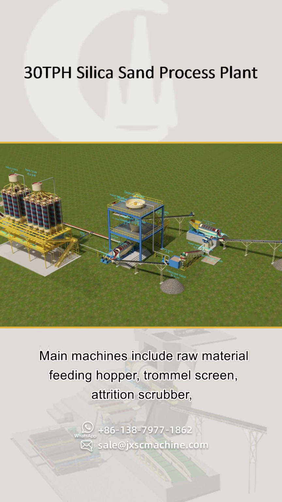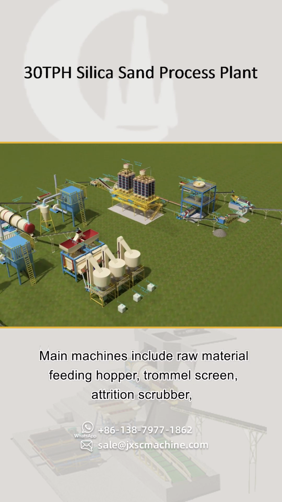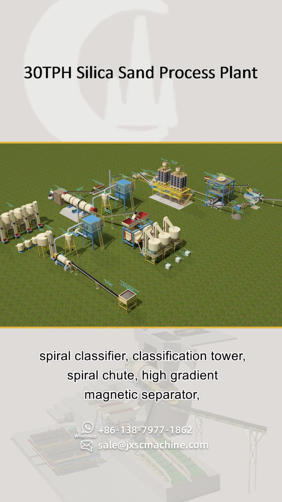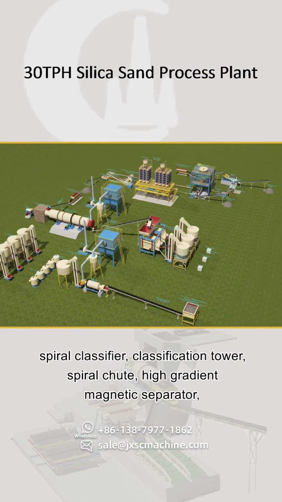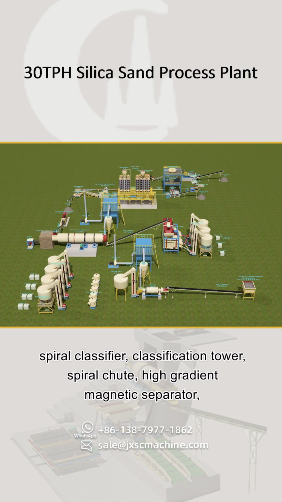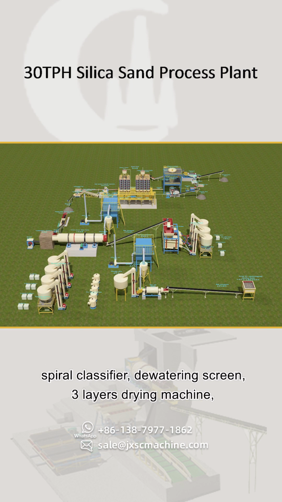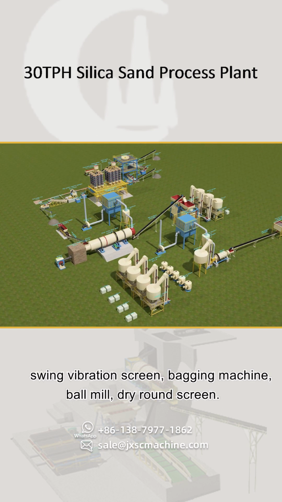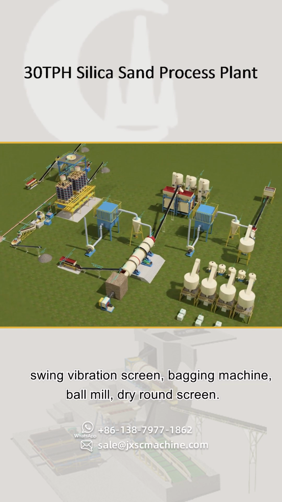Main machines include raw material feeding hopper, trommel screen, attrition scrubber, spiral classifier, classification tower, spiral chute, high gradient magnetic separator, spiral classifier, dewatering screen, 3 layers drying machine, swing vibration screen, bagging machine, ball mill, dry round screen.